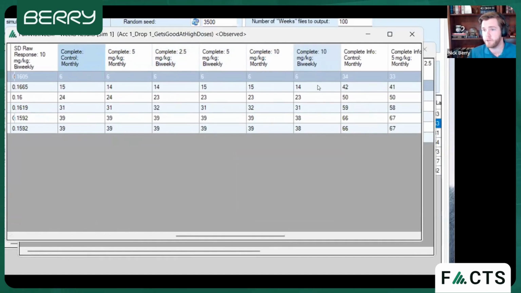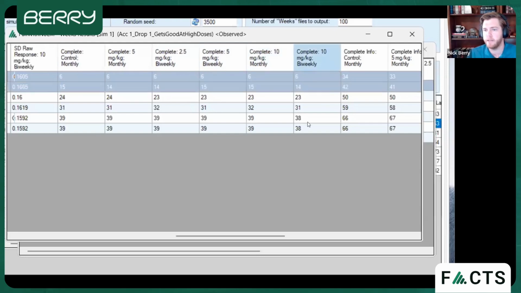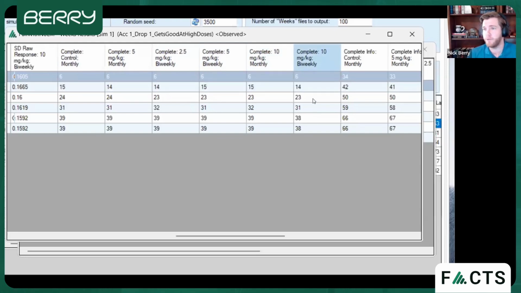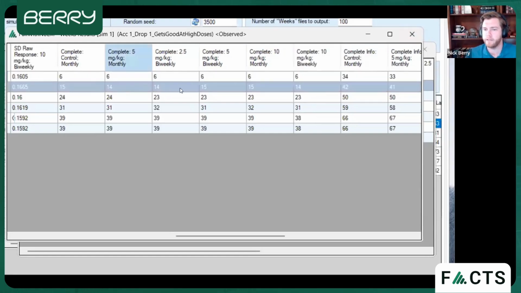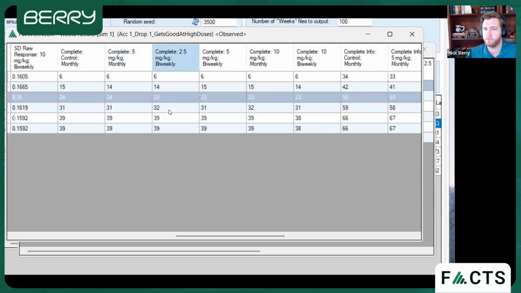We have 200 enrolled at the first interim, so 33 or 34 per arm, but we have 6 patients complete on every arm, not very many, right? So we do not have a lot of data to make decisions at this point. And it's very unlikely that we're going to be able to claim something's beneficial at the first interim. That's fine. As we go forward, we get to 14 to 15 per arm, 23, 31.